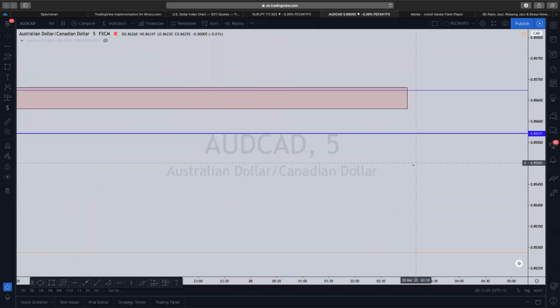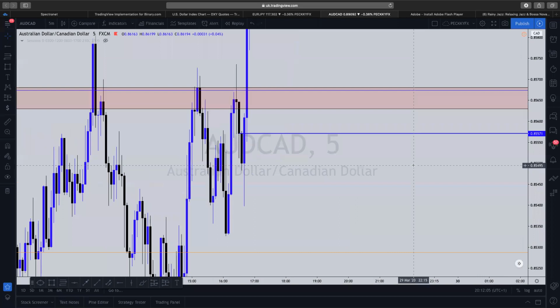It's the engulfing candle. What happened? All right, sorry, we're back here.